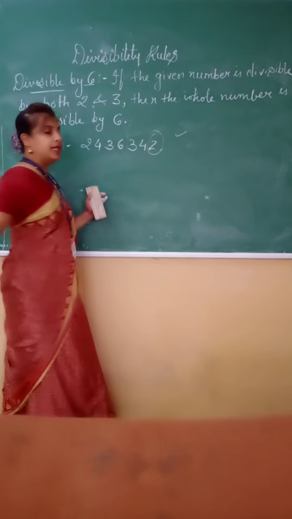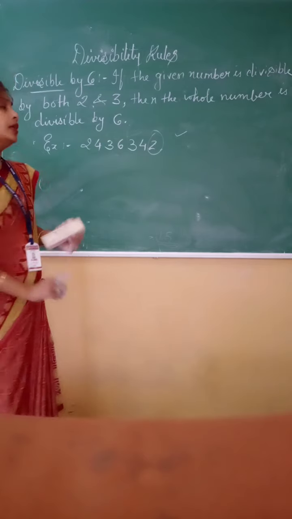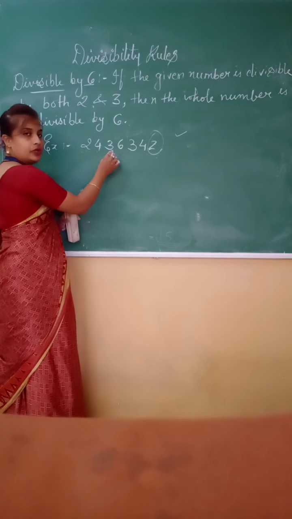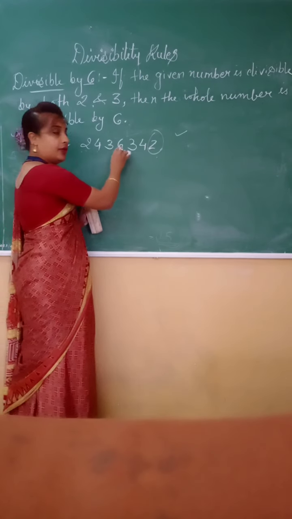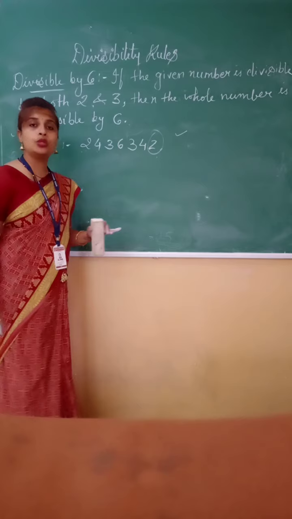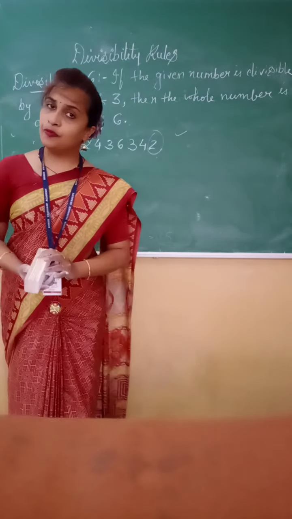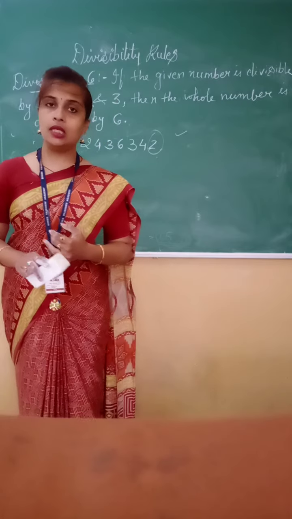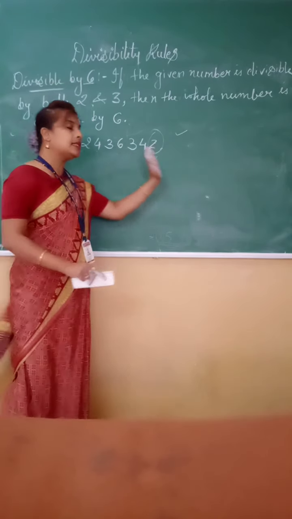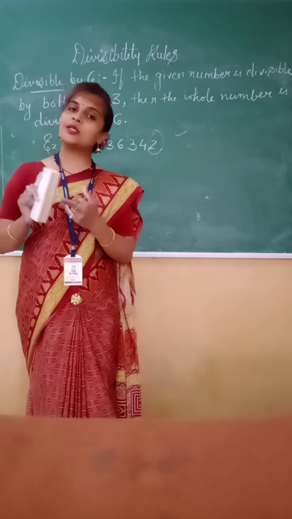Yes. Then for 3, what is the test for 3? Add all these numbers. 2 plus 4, 6, 6 plus 3, 9, 9 plus 6, 15, 15 plus 3, 18, 18 plus 4, 22, 22 plus 2, 24. 24 is the multiple of 3. Yes, it is the multiple of 3. So here we can say that this given number is divisible by both 2 as well as 3.